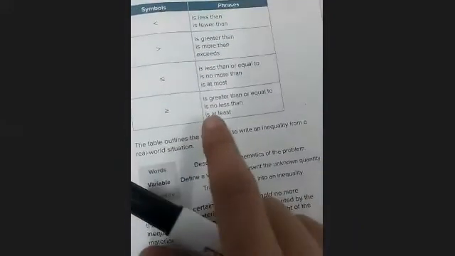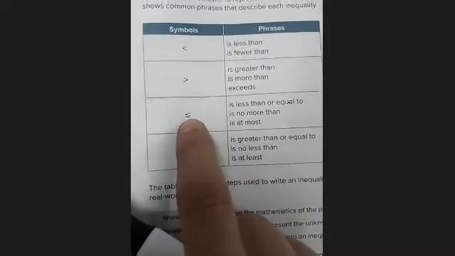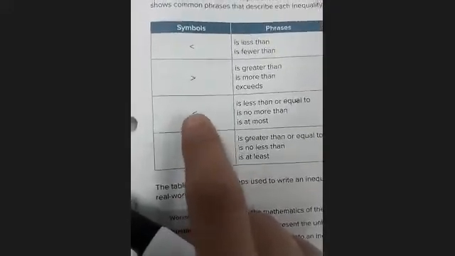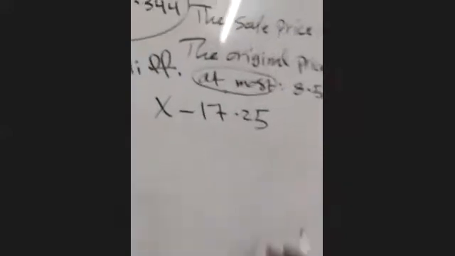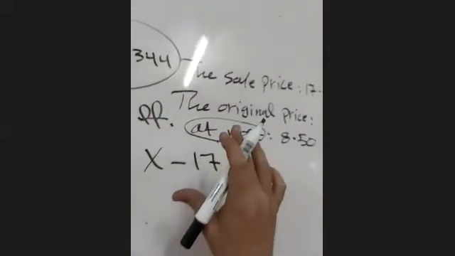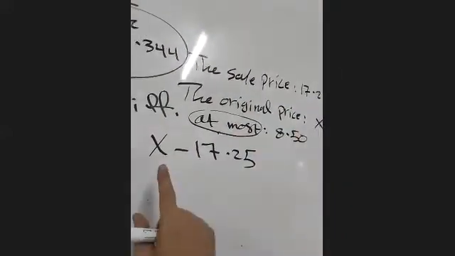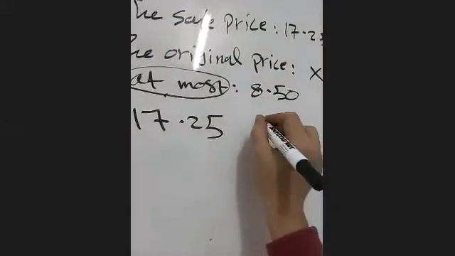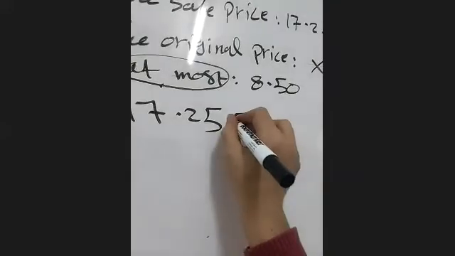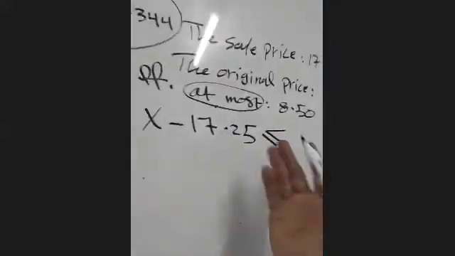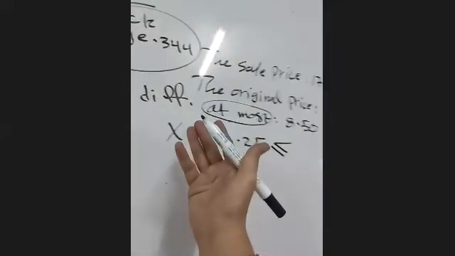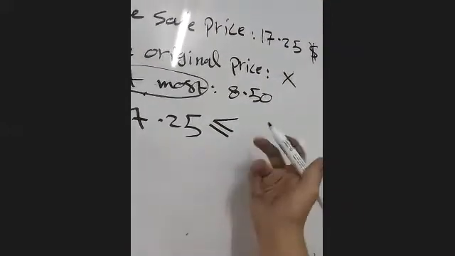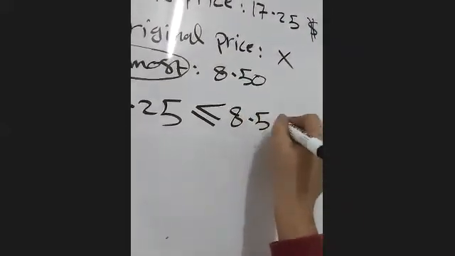Where is "at most", guys? Here. At most means less than or equal. So the difference between the original price and the sale price, X minus 17.25, is less than or equal to 8.50.